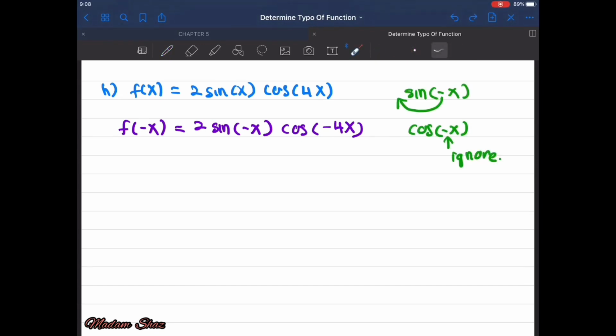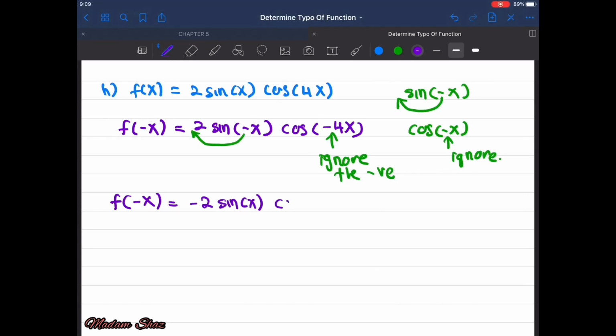Now we will apply the steps that you have learned before this. For the sin(-x), we will bring the negative to the front of sine. For the cos of negative x, we will ignore the negative. So now we have 2 sin(-x). The negative here is brought to the front of 2 because we have a constant 2 at the front here. So bring the negative to the front. And for the cos(-4x), the negative here we will ignore. So therefore f(-x) is equal to negative 2 sin x multiply with the cos 4x. When we ignore the negative, there is no more negative for the 4x.